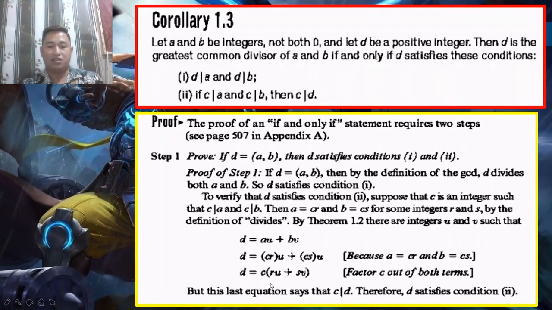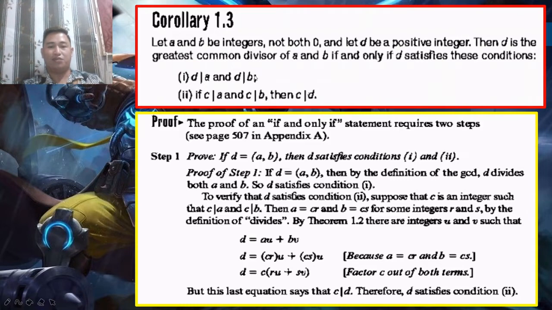So D has been expressed as C times an integer, because RU plus SV is an integer, since they are all integers, and the sum of products of integers is an integer. This last equation says that C divides D. So therefore D satisfies condition number 2. So we are done with the proof of step 1.